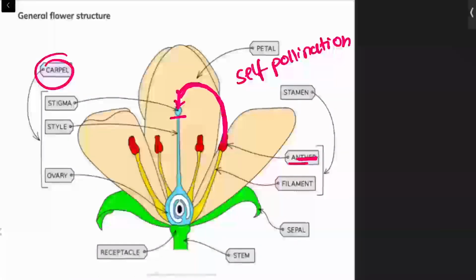Understood, right? Cross-pollination is when flowers of different trees are pollinated, where the pollen from a flower on one tree goes to the stigma present on the flower of another tree. That is cross-pollination.